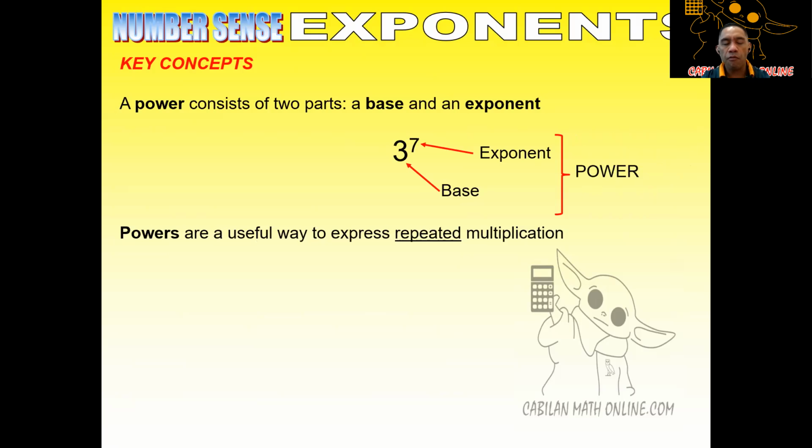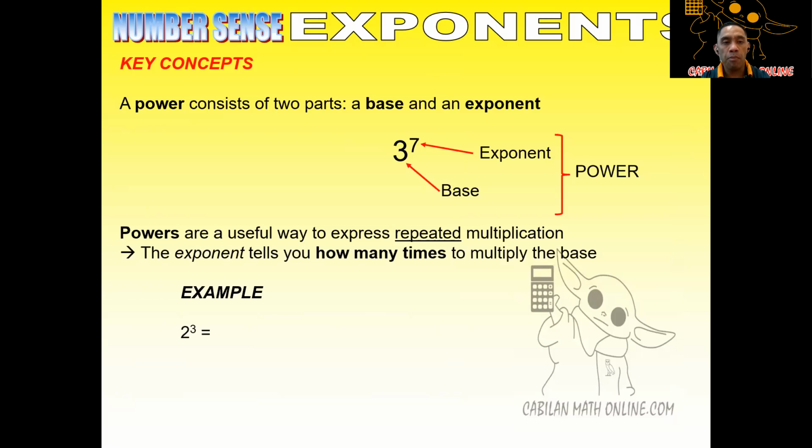As I said before, when you're dealing with powers, the exponent tells the base how many times to multiply itself. For example, the example I used at the beginning of this lesson was 2 to the exponent 3. What that really involves is taking the 2 and multiplying it by itself 3 times. Please do not confuse this with 2 times 3.